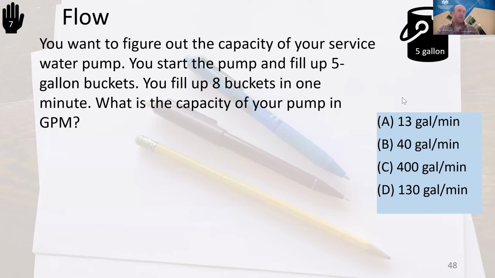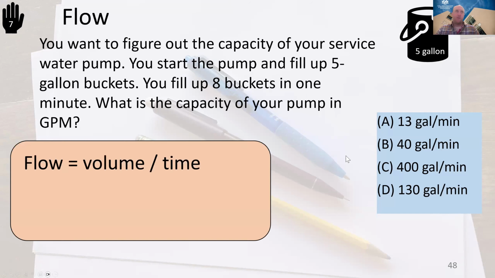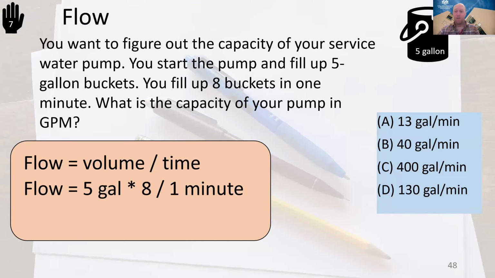Okay, so I'm going to do the math here really quick. Our flow is volume over time. So I'm going to start out by writing down my equation, and then I'm simply going to plug in my numbers. The volume: I filled up 8 buckets, and they're 5-gallon buckets, so 8 times 5, and then my time is 1 minute. If we plug that in, 40 gallons divided by 1 minute, so 40 gallons per minute. So yep, the answer is B.